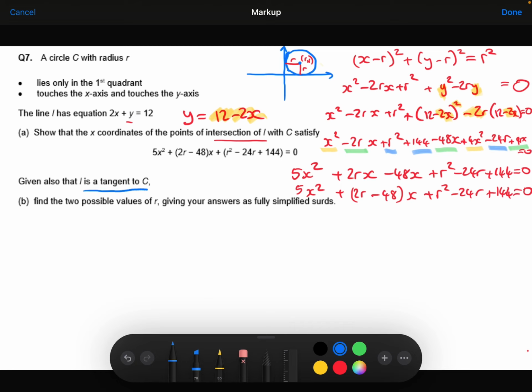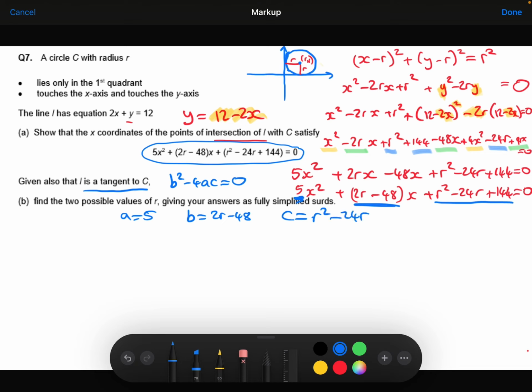We're then told that L is a tangent, which means it touches the circle in one place, which means that this equation would have one repeated solution, which means that its discriminant is equal to 0. So the A is 5, the B is the 2r minus 48, and the C is the r squared minus 24r plus 144. So B squared minus 4 times A times C is equal to 0.